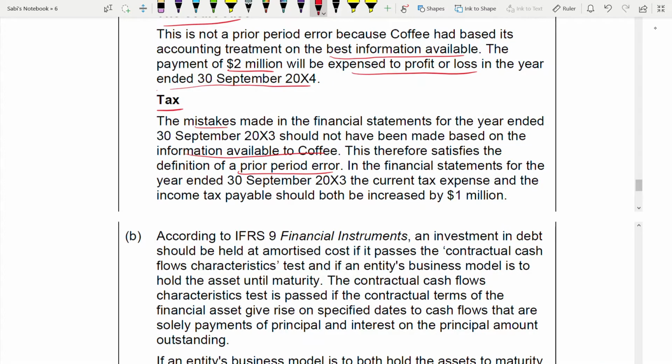So how are you going to correct this? On 30th September 2003, the current tax expense, you have to increase it by 1 million. Currently, you have recognized 3 million, but the correct amount is 4 million. So increase the current tax expense by 1 million, and the income tax payable also has to be increased by 1 million. Okay, now we are coming to part B.